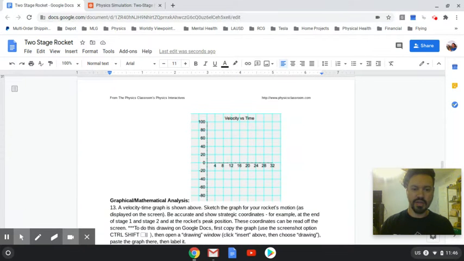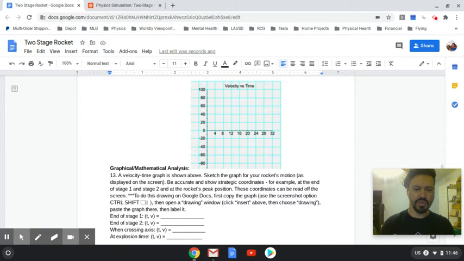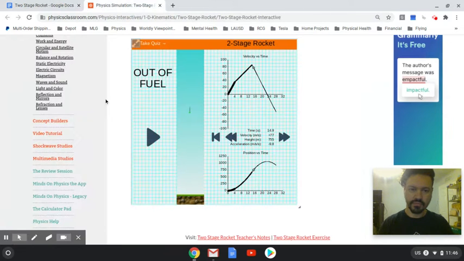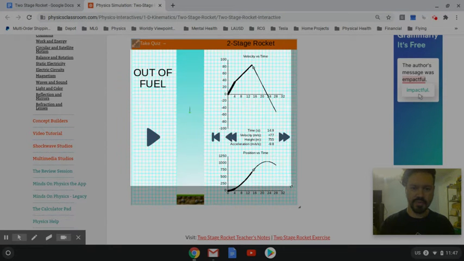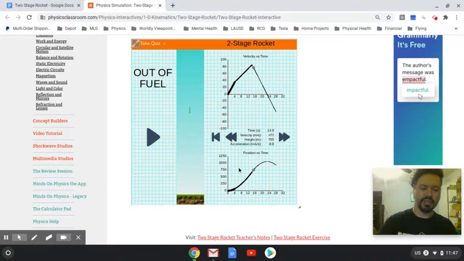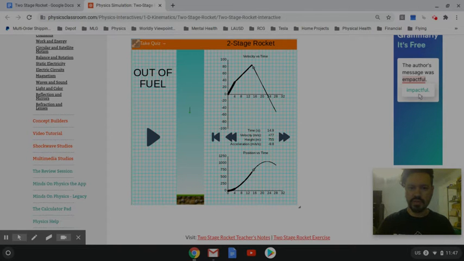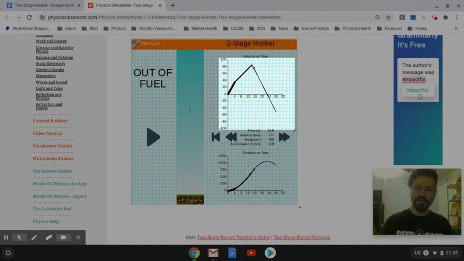Here I'm asking you to sketch the graph of your rocket's motion. You can draw this if you want, or a simpler thing to do is just to go here and do the Control Shift and that little button above the 6 and just make a copy. Oh, I highlighted too much stuff. Let me try that again. It's just supposed to be the velocity time graph. So just take a copy of this right here. Boom. That's all you need. So copy that to your clipboard.